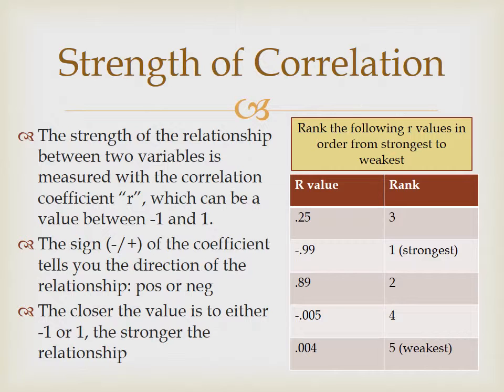The next strongest one was 0.89. Now this is also very close to +1. So if we were to put this on a graph, we would see an almost perfect line sloping up. The next one is 0.25, followed by -0.005, followed by 0.004, which would be the weakest correlation on this list.